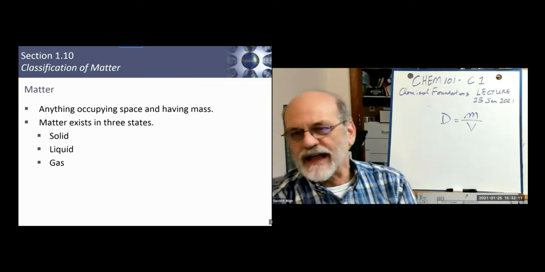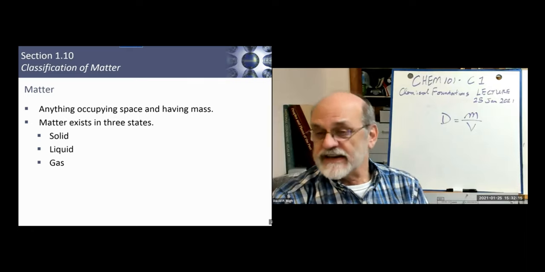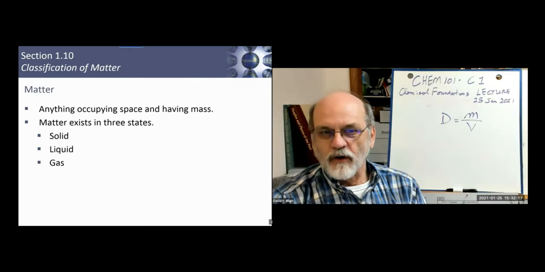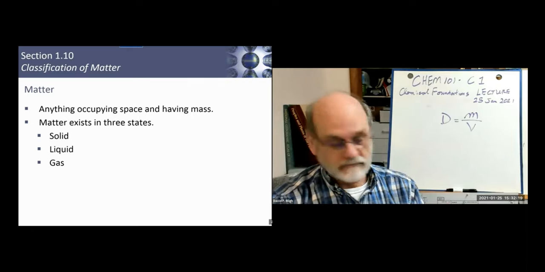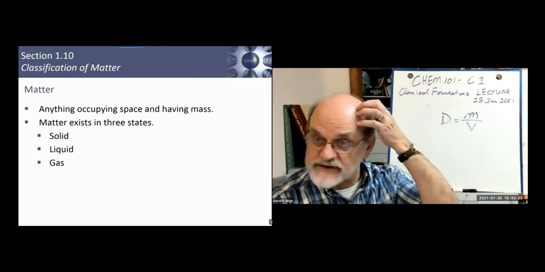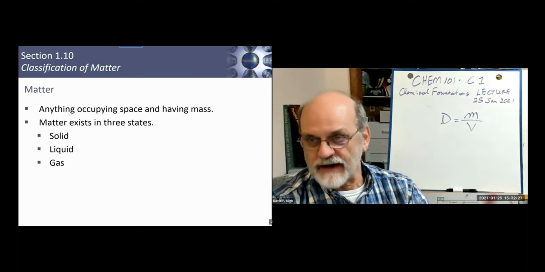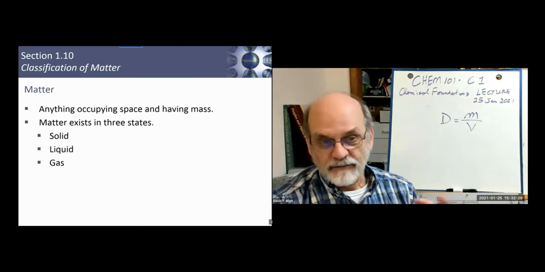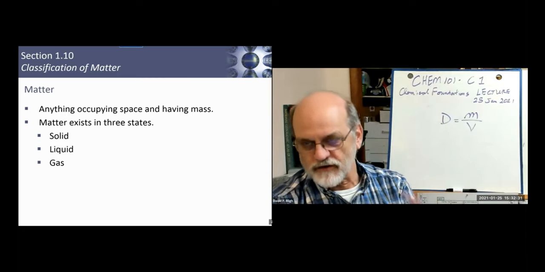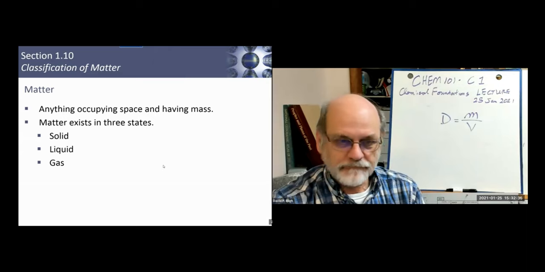Okay, how do we classify matter? Well, one way is, what phase is it? And what we mean by that is, is it a solid? Is it a liquid? Or is it a gas? They all have different characteristics, right? Now, that's not the only states of matter that are available in the universe, but those are the three main ones, and those are the ones that we're really concerned with on the surface of the Earth.